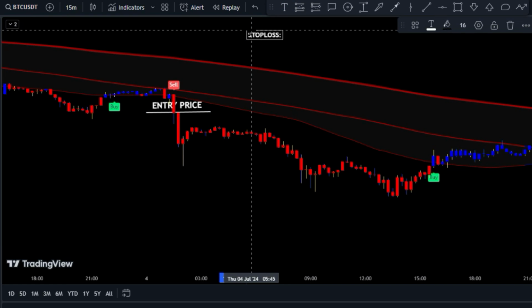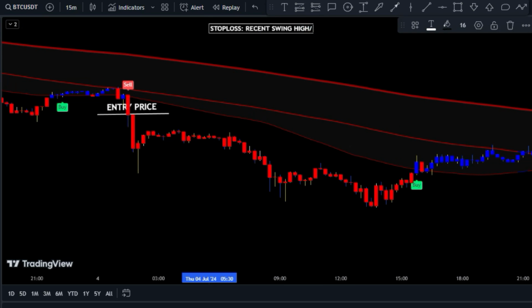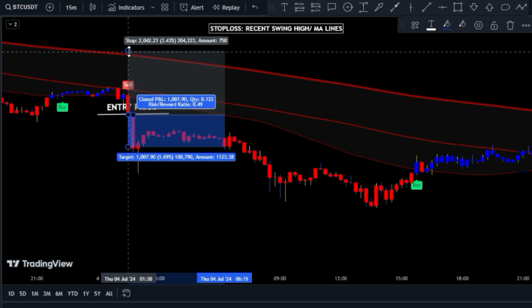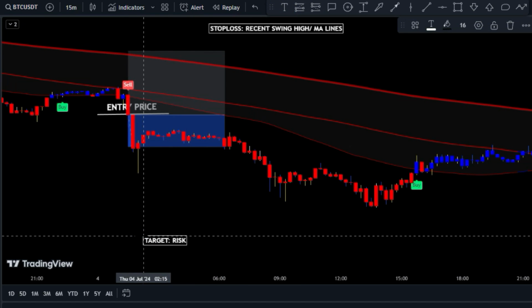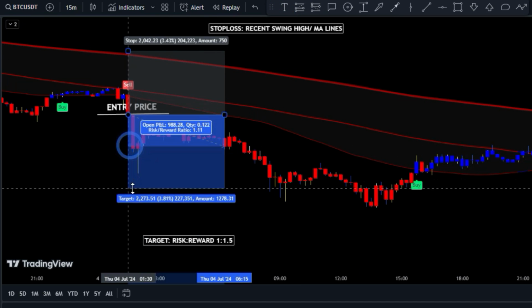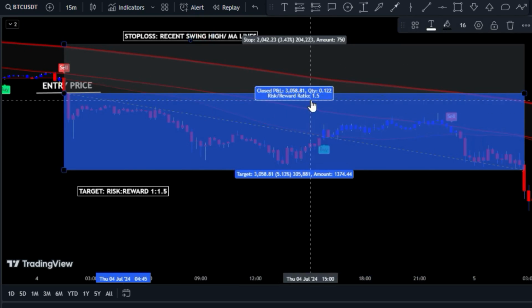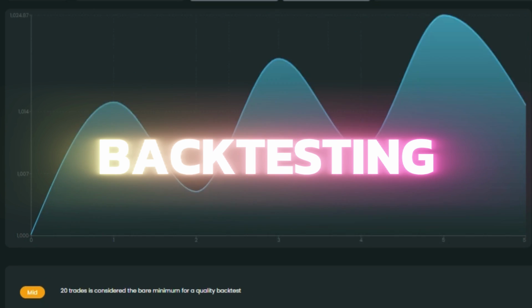After that, protect your trade by setting a stop loss. You can do this by placing it above a recent swing high or one of the moving average lines, providing a safety net for your investment. Then, to maximize profits and maintain a healthy balance of risk to reward, use a risk to reward ratio of 1 to 1.5. Alright, now you know the trading rules.